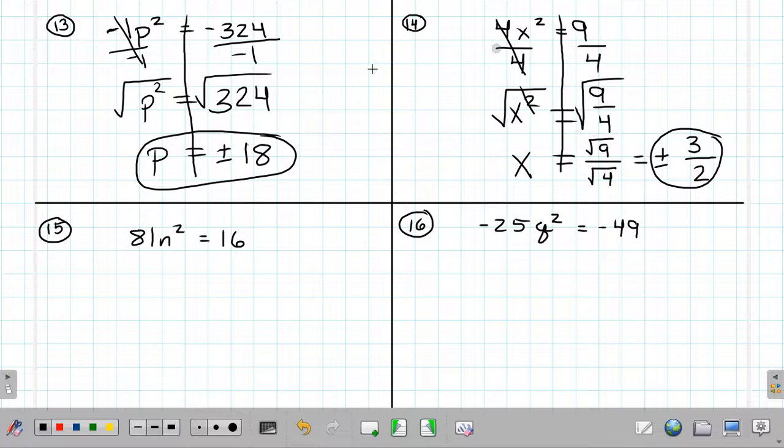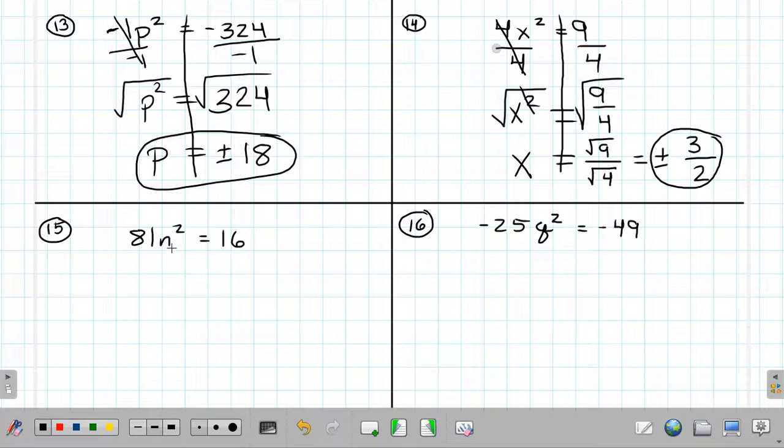But I will be looking for this on homeworks and stuff. The whole point in this type of question is, how do you take the square root of a fraction? Well, this is how you do it. You take the square root of the numerator and put it over the square root of the denominator. So it's the same thing with number 15. You can see the similarities here.